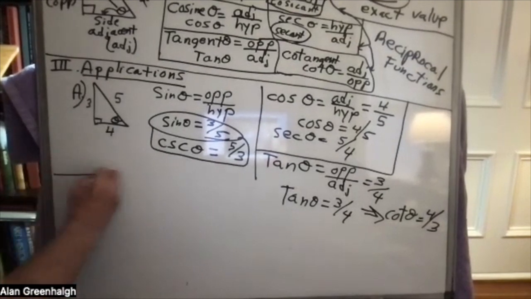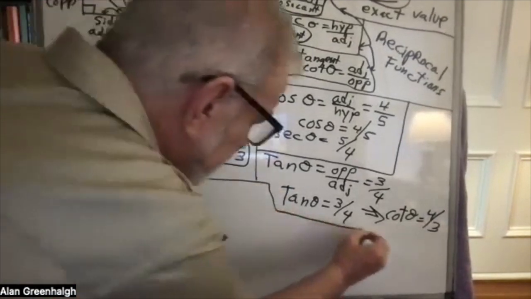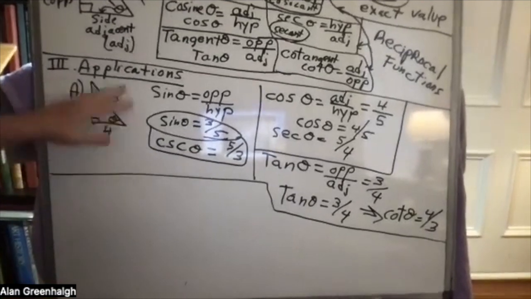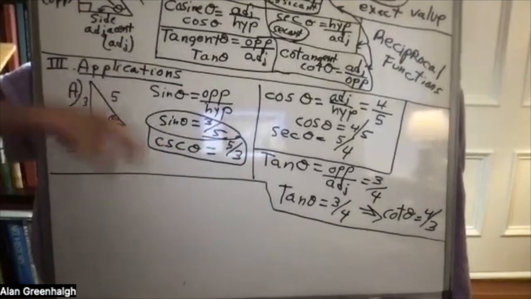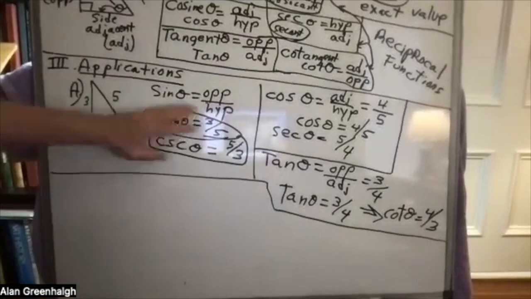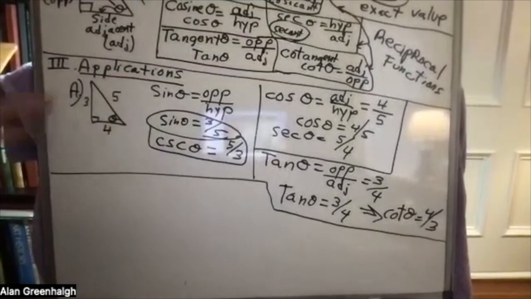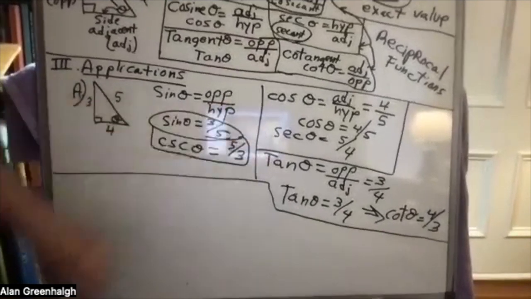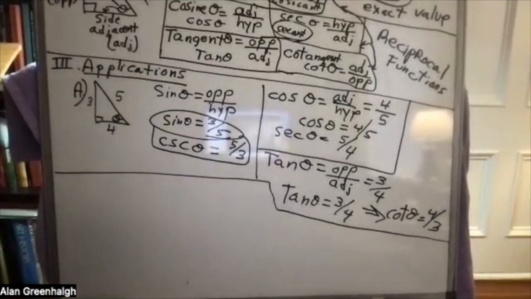And that's an example of how you would, given a triangle, given the size of a triangle, if somebody said to you, find all the 6 functions, this is how you would do it. Okay? Now let's make it a little more difficult.